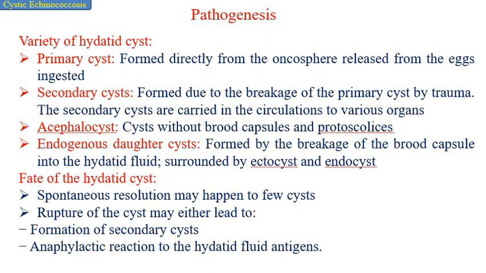Pathogenesis is variable. Hydatid cyst, the primary cyst, is formed directly from the oncosphere released from the eggs ingested. Secondary cyst is formed due to the breakage of the primary cyst by trauma. The secondary cyst is carried in the circulation to various organs. A fallow cyst is a cyst without brood capsules and protoscolices, and the daughter cyst is formed by the breakage of the brood capsule into the hydatid fluid, surrounded by ectocyst and endocyst.